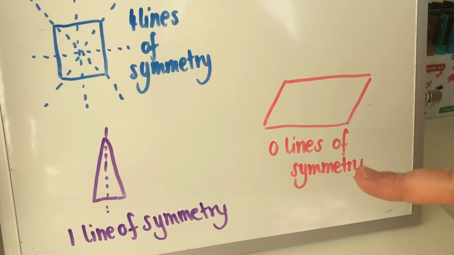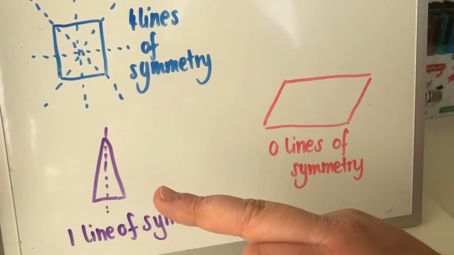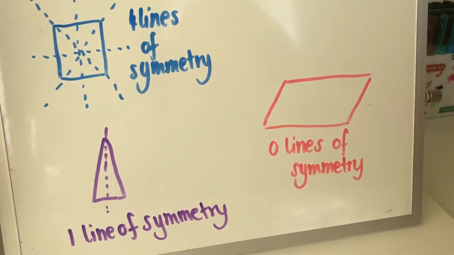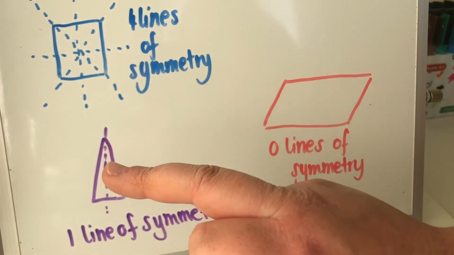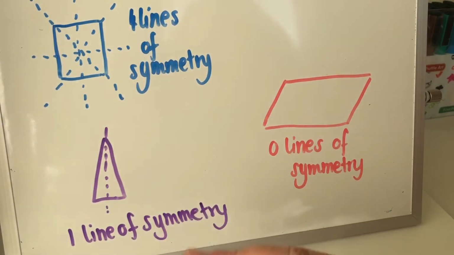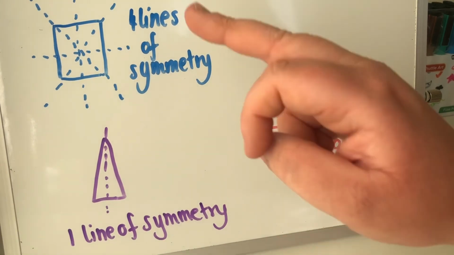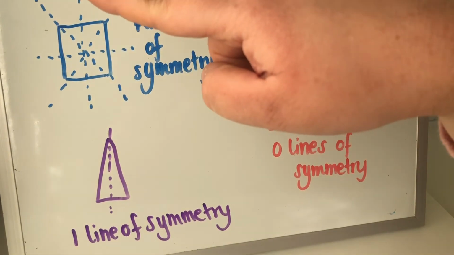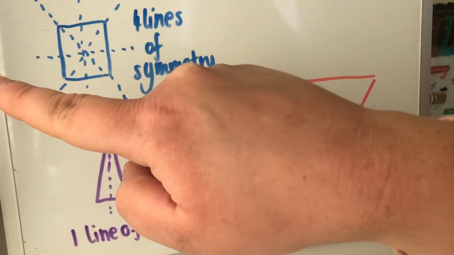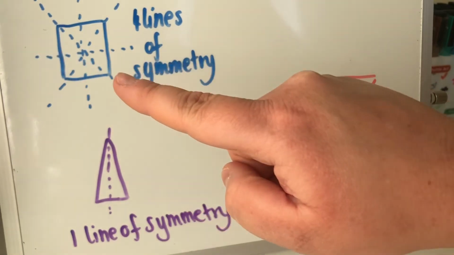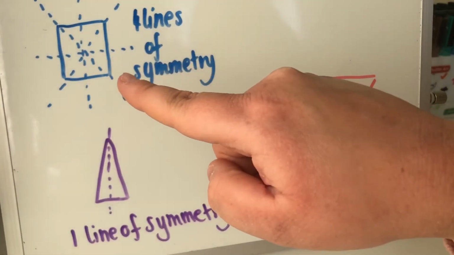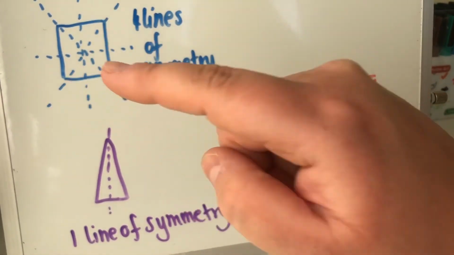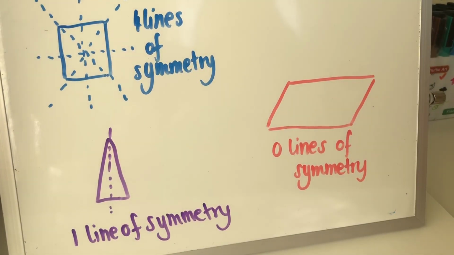So this shape has 0 lines of symmetry. It has no symmetry. This shape, the isosceles triangle here, only has 1 line of symmetry. It can only be folded once to show an exact mirror image on the other side of the fold. However, our square has 4 lines of symmetry, as it can be folded up and down, it can be folded across, it can also be folded diagonally at each of the corners. So in total, our square has 4 lines of symmetry.